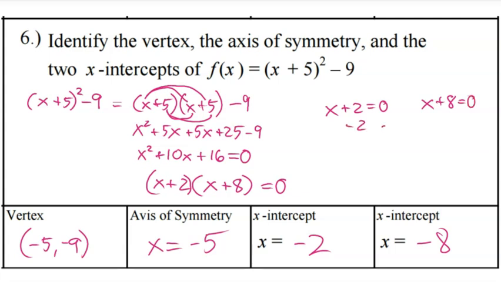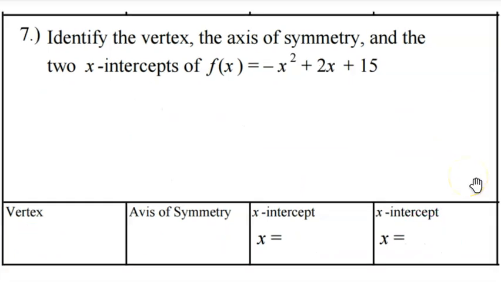Subtract 2, and I get x is equal to negative 2, just like this down here. Subtract 8, and I get x is equal to negative 8, just like down here. And I've identified both of my x-intercepts.